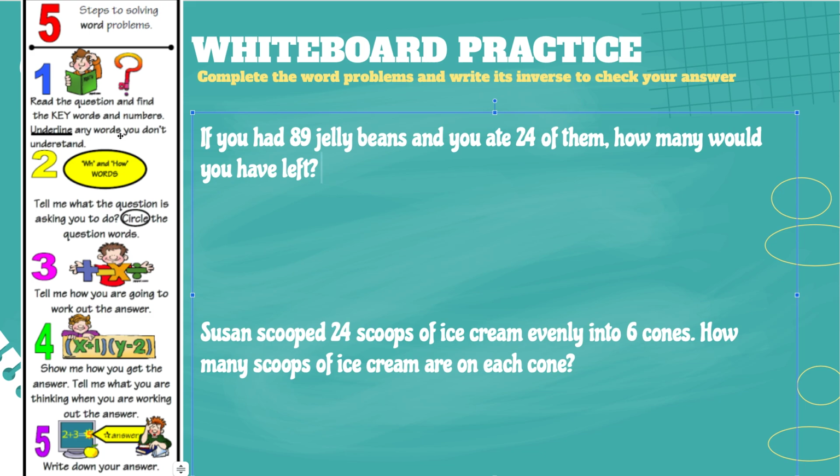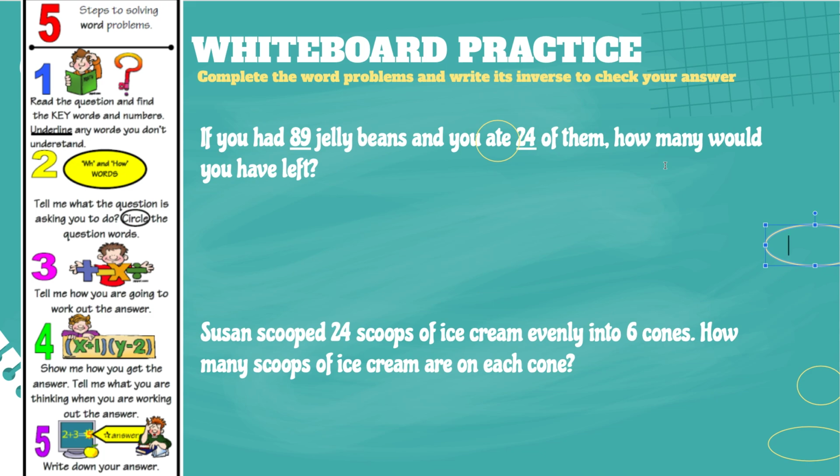So our first step is to underline the key words and numbers. So the key numbers here would be 89 and 24. The second step is to circle the question words. So this word here, you ate 24 of them. That means you're subtracting 24 from your collection. So I'm going to circle that as a question word.